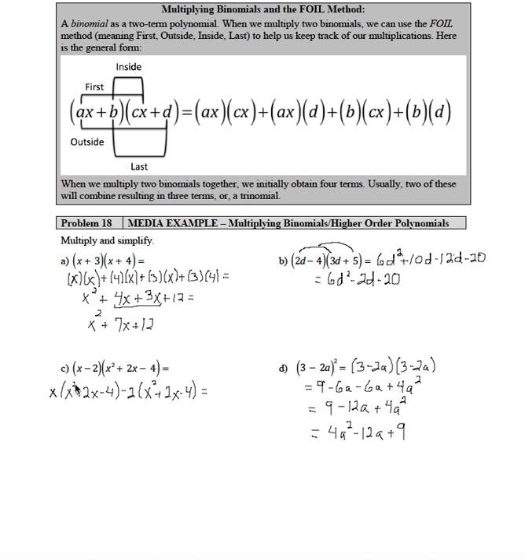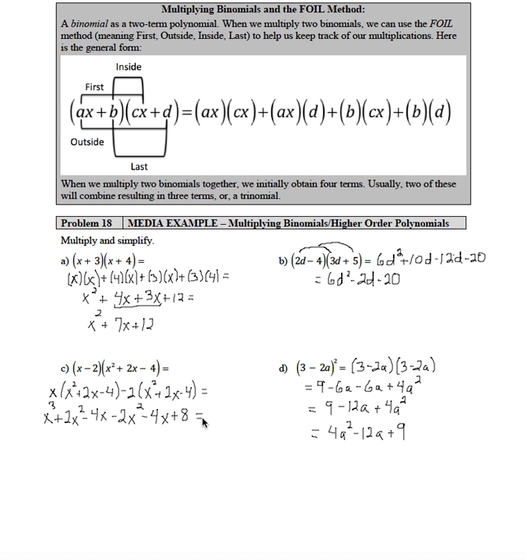So x times x squared gives us x cubed. X times plus 2x is 2x to the second. X times negative 4 is minus 4x. Now I move to the second set of parentheses. Minus 2 times x squared is minus 2x squared. Minus 2 times a positive 2x is minus 4x. Minus 2 times a minus 4 is plus 8.